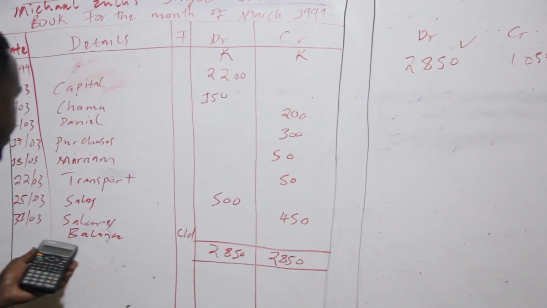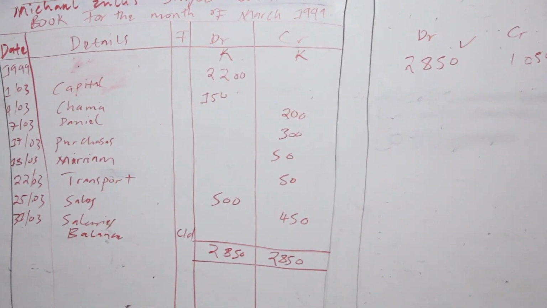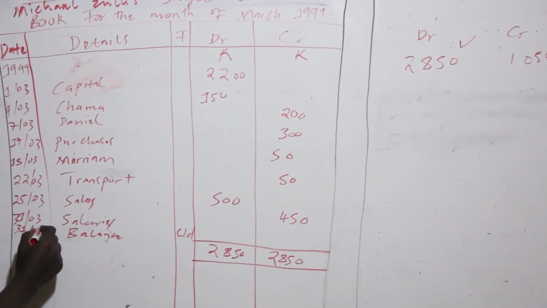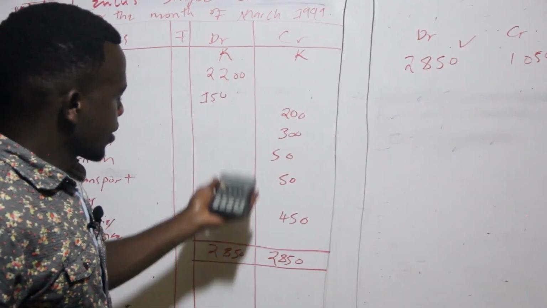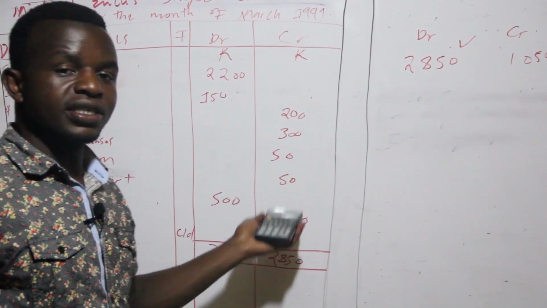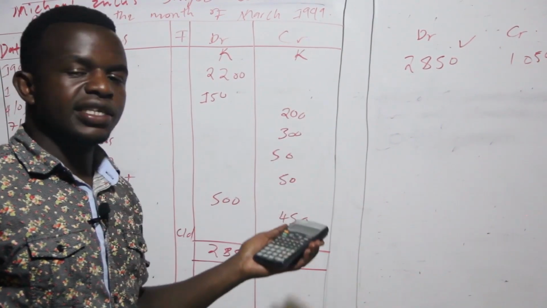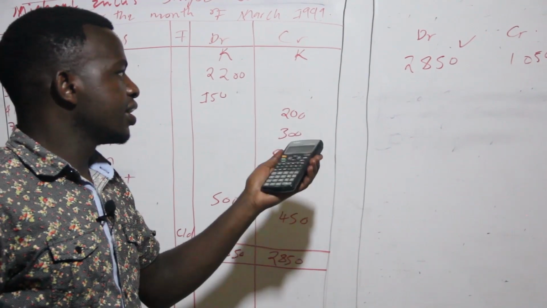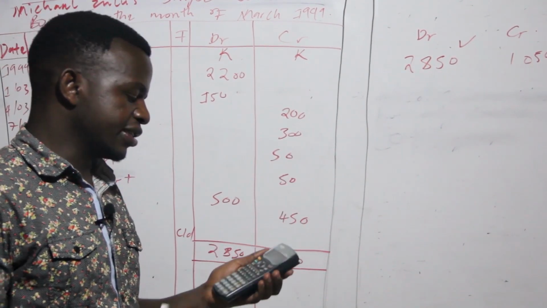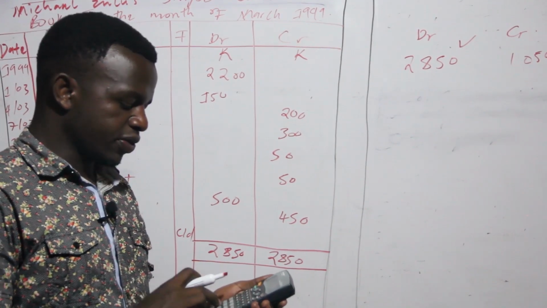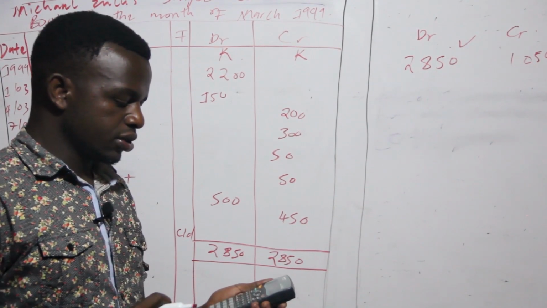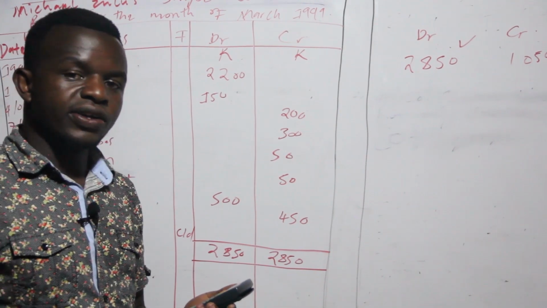And the balance carried down is recorded at the end of the month. So the month is ending on the 31st of March. That's where we're going to record our balance carried down. And since we have identified that the side that is having a low amount is the credit side, and the side that is having the high amount is the debit side, we're going to find the difference. So we're going to say 2850 minus 1050. So my answer is 1800.